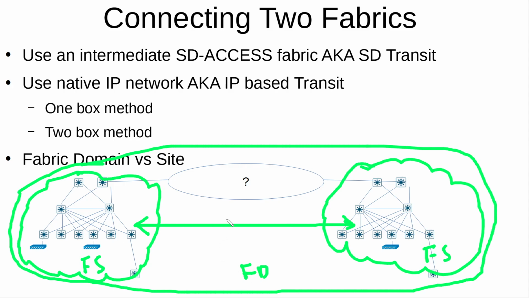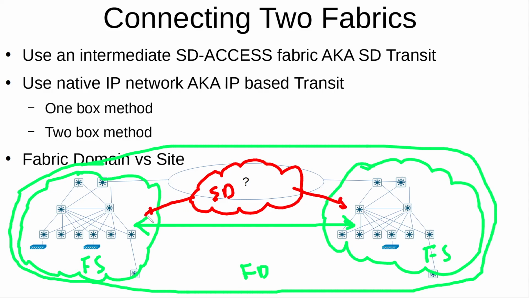And you have two options here. You can communicate these two fabric sites using a new fabric site that you are going to build only to communicate these two fabric sites, and we are going to call that a fabric transit, or an SD-Access transit, or SD transit. So this is a fabric network that has its own control plane nodes, and this is one way of doing it.